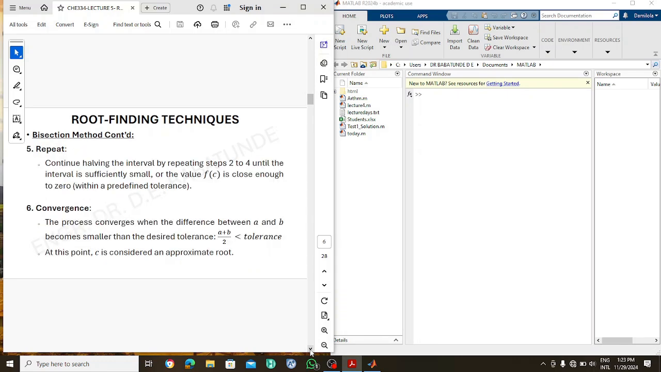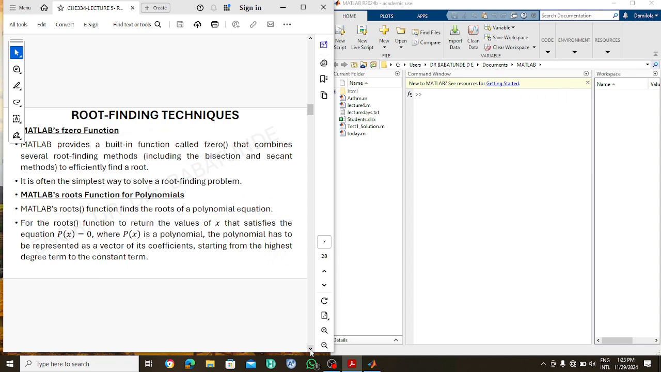So let's move on to another method of root finding.